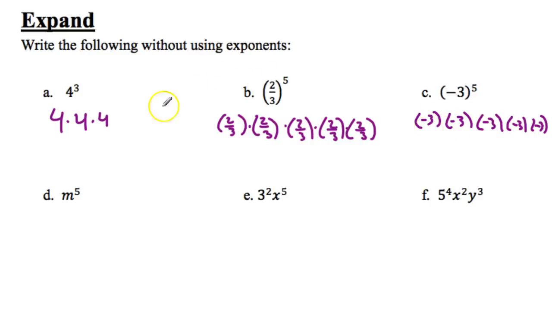It means multiply. M to the 5th power. There's going to be 5 M's. M times M times M times M times M. Done.